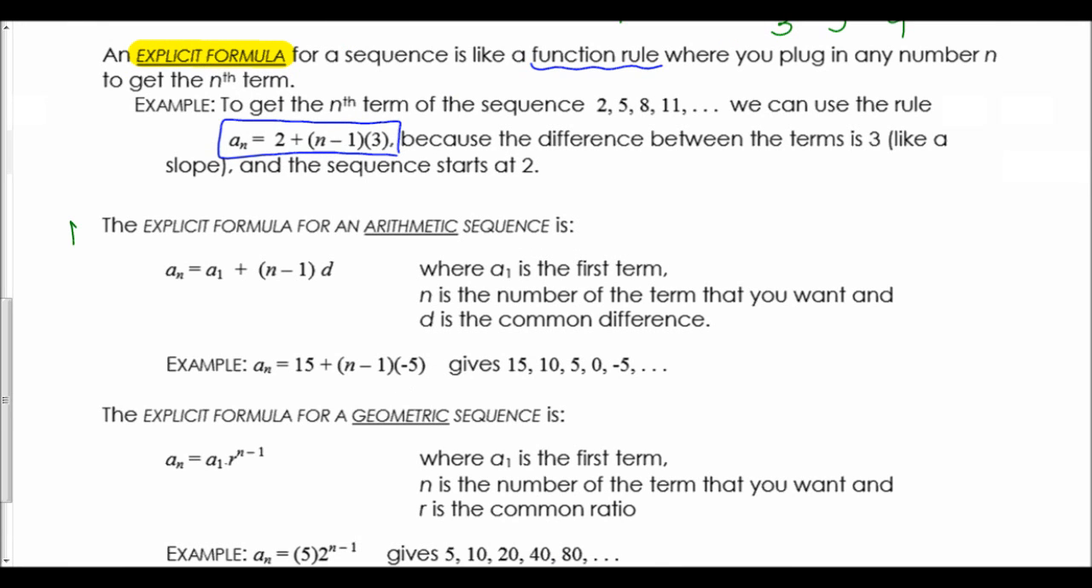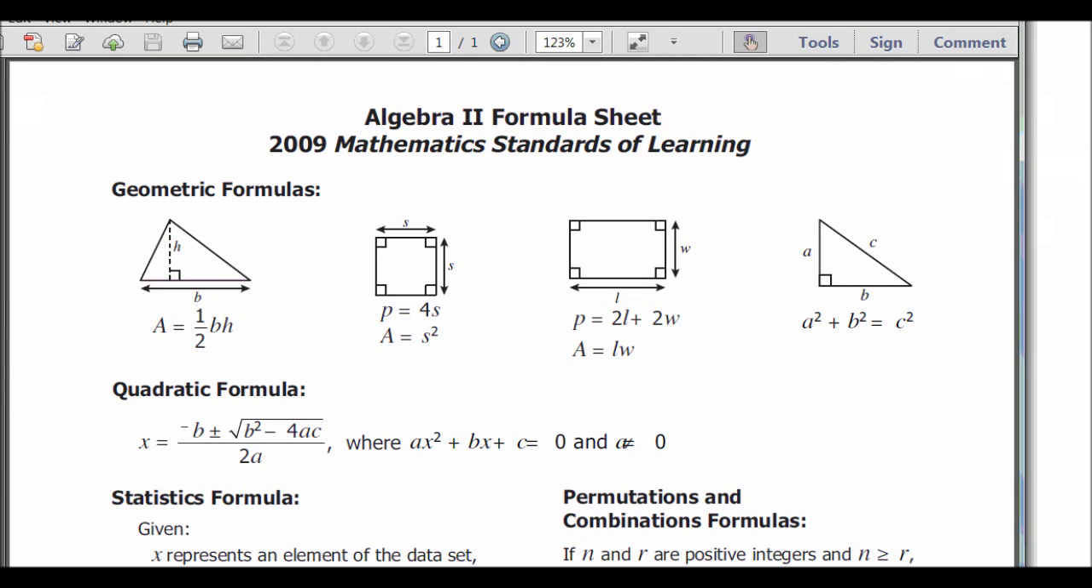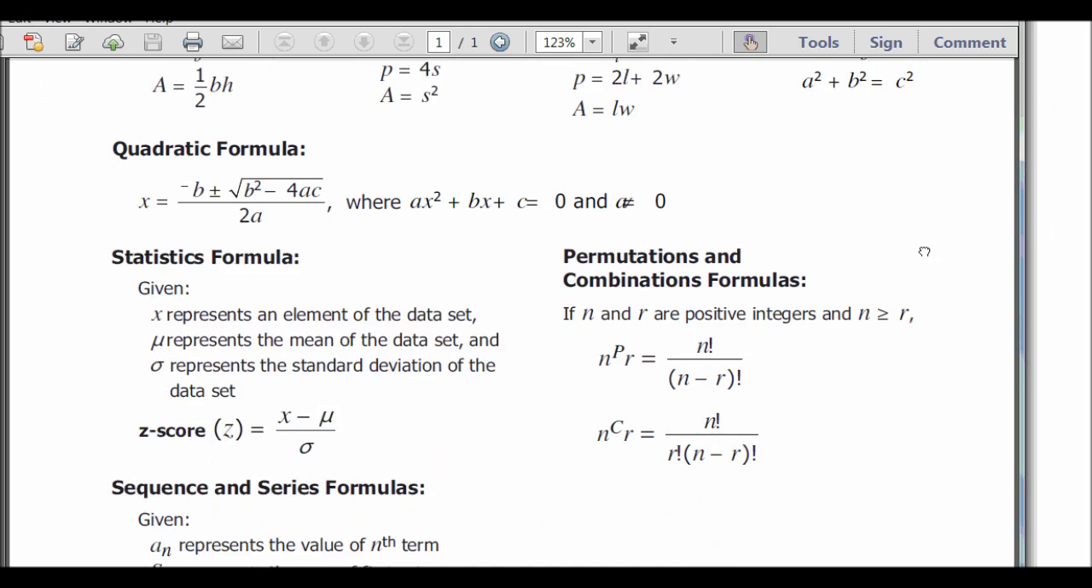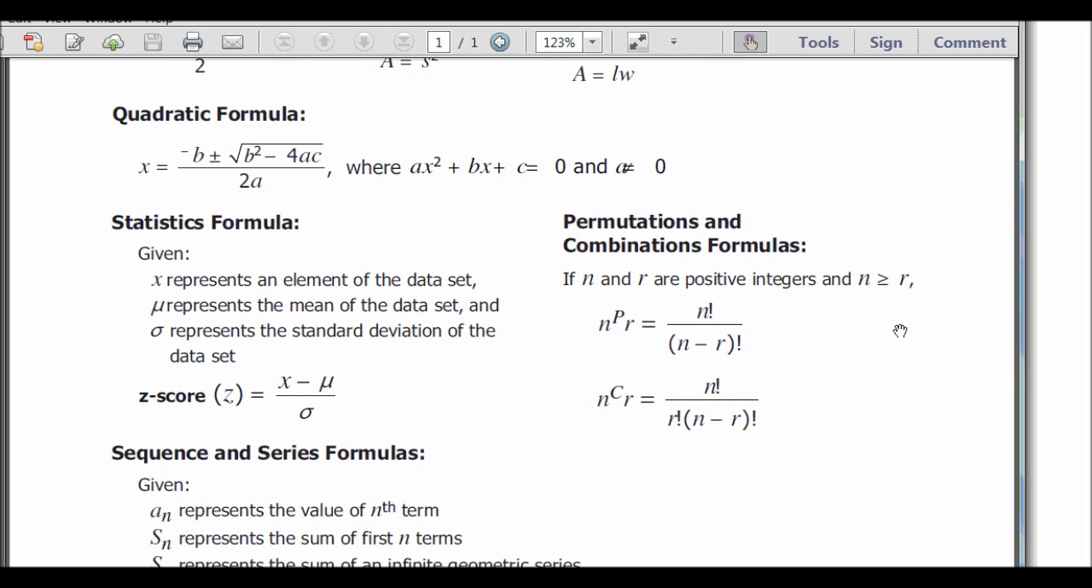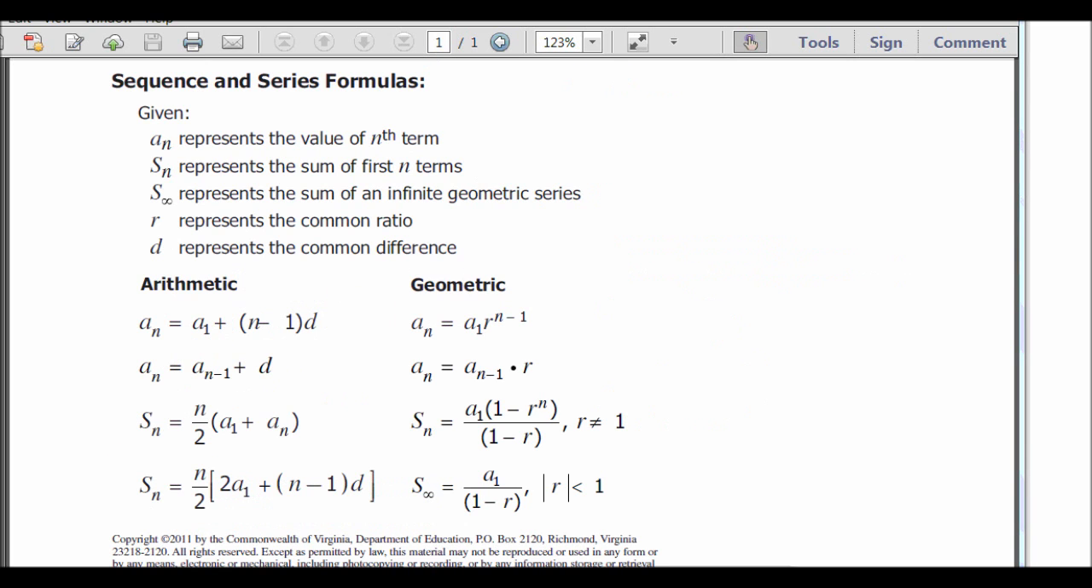So next we have the explicit formula for an arithmetic sequence. And here is the formula. I mentioned that these were on the formula sheet, so I'm just going to pull that up real quick. This is our Algebra 2 formula sheet. If you scroll down to the bottom, it has sequence and series formulas. You can see the formulas they've given are the same as the ones that I have.